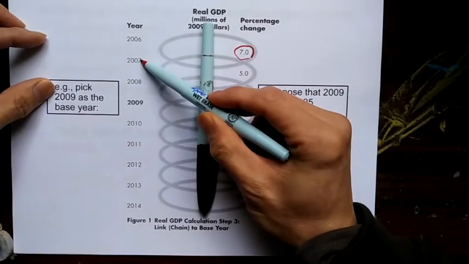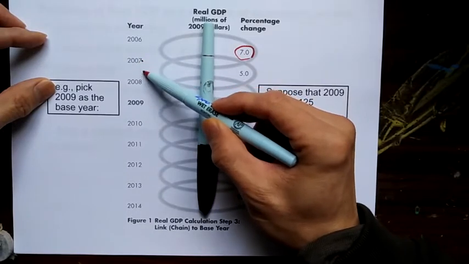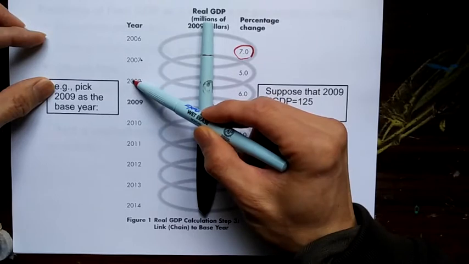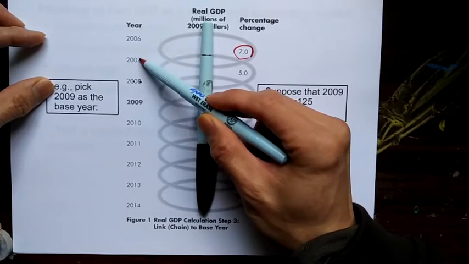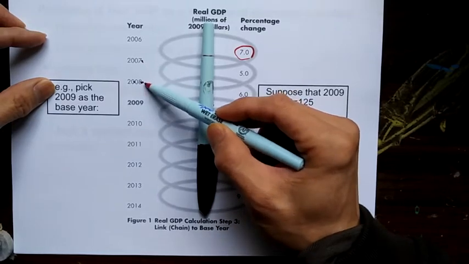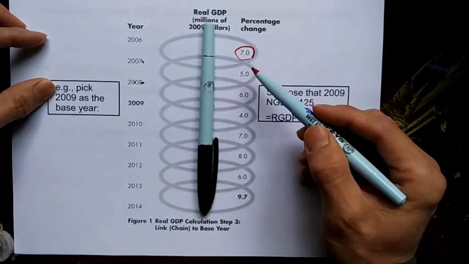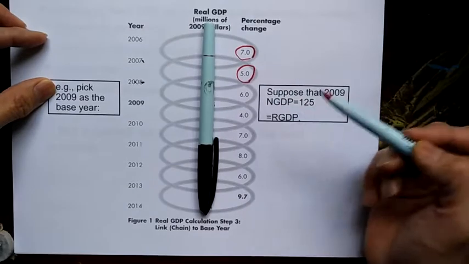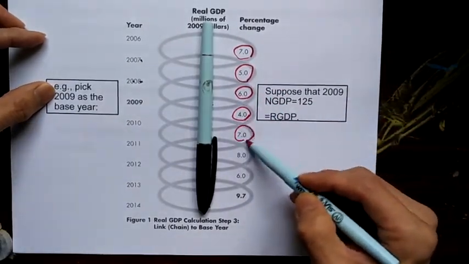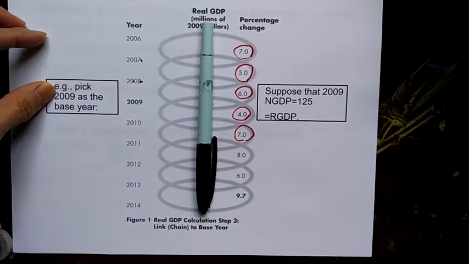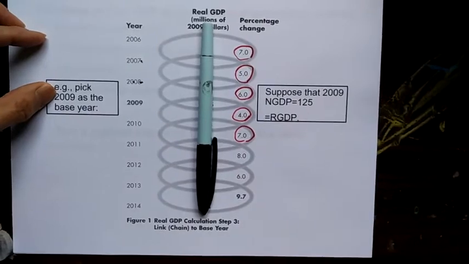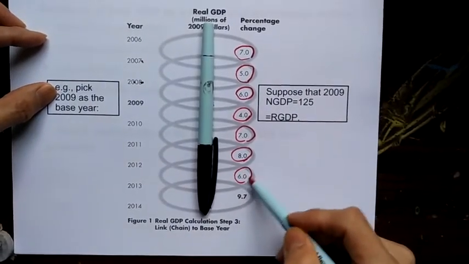And then use 2007 as the base year to calculate the growth rate from 2007 to 2008. And then use 2008 as the base year to calculate the growth rate from 2007 to 2008. And then take an average. The answer is 5%. So you repeat these steps and you get all those growth rates.